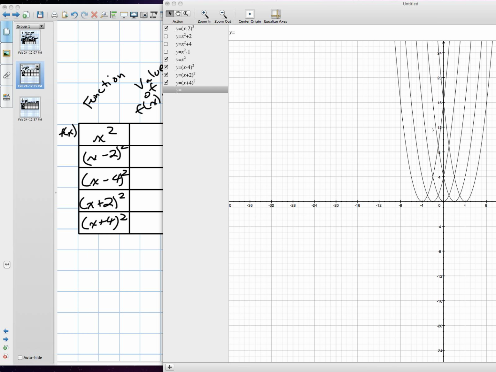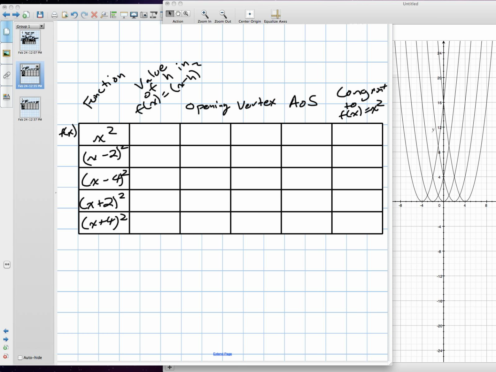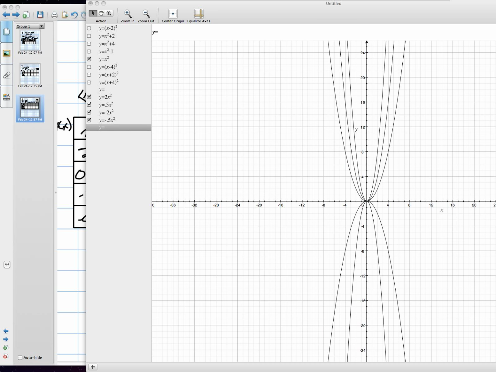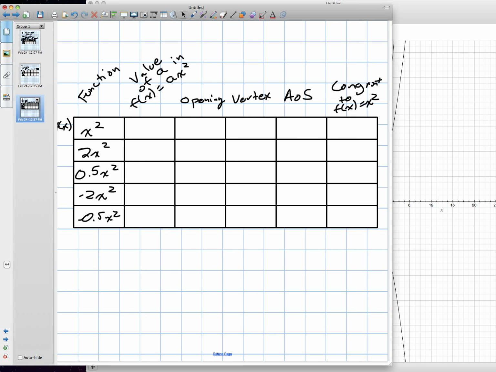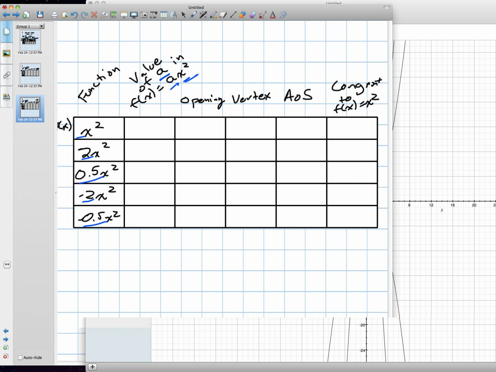So I want you guys to now fill out this same chart using these 5 parabolas. You've got to figure out where the vertex is, congruent, axis of symmetry, and the value of h for each of those. All right, and finally, I've put up the third graph. It's a chart that looks like this. We're dealing with the a value. So a times x squared. So we have, when it's 1, 2, 0.5, negative 2, negative 0.5.